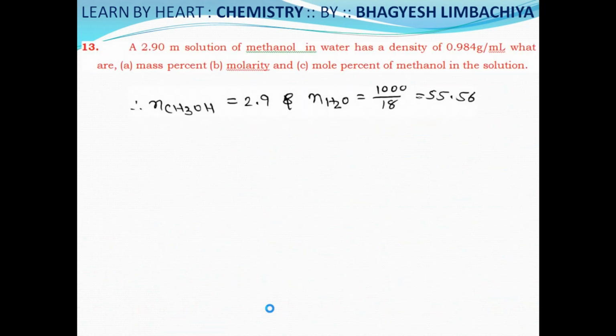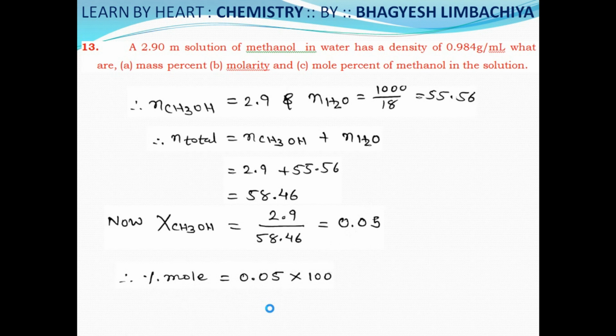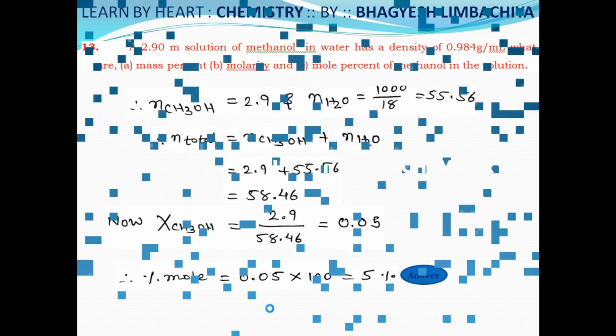we can calculate the number of moles of methanol will be 2.9, and the number of moles of water will be 55.56. So N total can be calculated, it is 54.46, and then mole fraction of methanol is 0.05. So mole percent will be 0.05 into 100, because mole fraction is calculated if total number of moles is 1, and mole percent means total number of moles is 100. So how much mole of methanol will be there? It is 5%. This is our final answer.